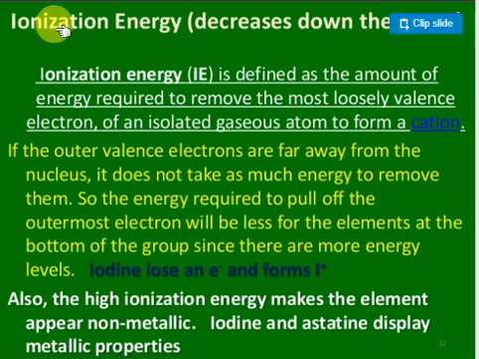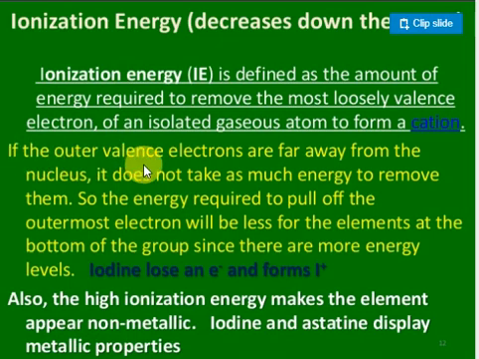Look at the first one, ionization energy. The ionization energy is defined as the amount of energy required to remove the most loosely held valence electron of an isolated gas atom. If you take one isolated gas atom and remove one electron, the amount of energy required is called the ionization energy. Generally, halogens have the highest ionization energy. Why? They have 7 electrons, so they don't want to lose any electron from the outermost shell. They always try to attain the octet configuration. That's the reason they have the highest ionization energy.